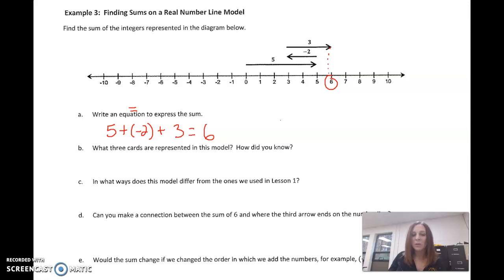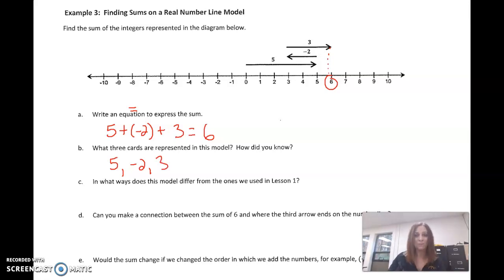So what 3 cards are represented in this model? Think back to the last lesson we were talking about integer cards, and you're just thinking about you have cards in your hand, like your homework you were doing. Well, you can add opposites to make the numbers stay the same. So don't overthink this. The 3 cards that are represented here are just the 5, comma, -2, comma, and a 3.